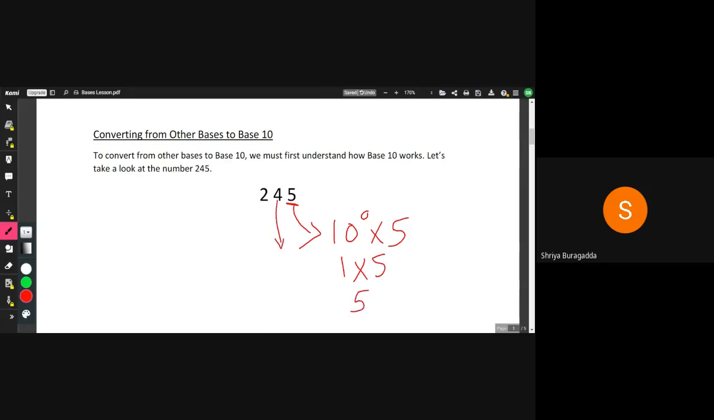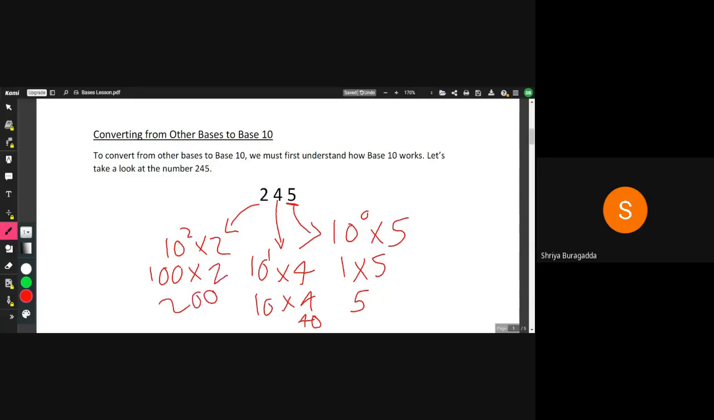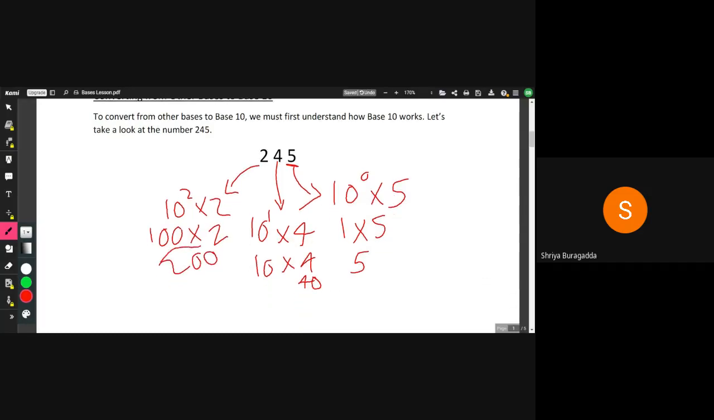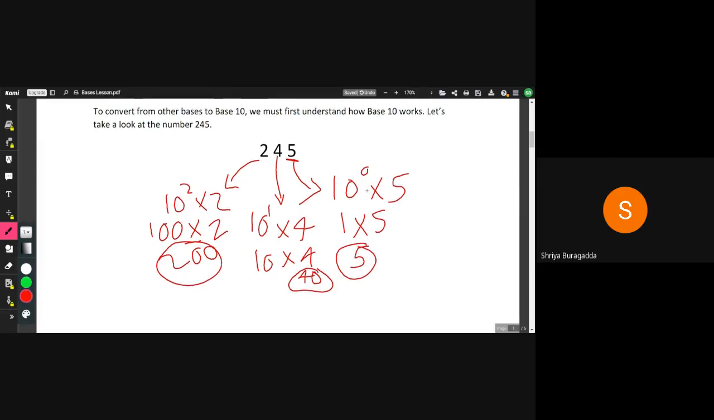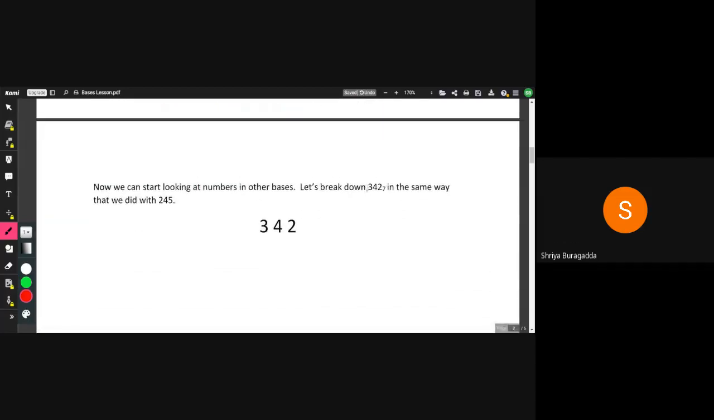And then for 4, it's 10 to the 1 times 4. So that's 10 times 4, and that's 40. For the 2, which is in the hundreds place, it's 10 squared times 2, which is 100 times 2, and that's 200. And how you get the final number is you add 200, 40, and 5, and then you get 245. So that's how the bases break down. And this applies to all other numbers, as you will see.